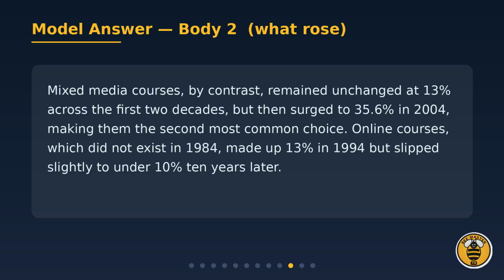Mixed media courses, by contrast, remained unchanged at 13% across the first 2 decades, but then surged to 35.6% in 2004, making them the second most common choice. Online courses, which did not exist in 1984, made up 13% in 1994, but slipped slightly to under 10% 10 years later.